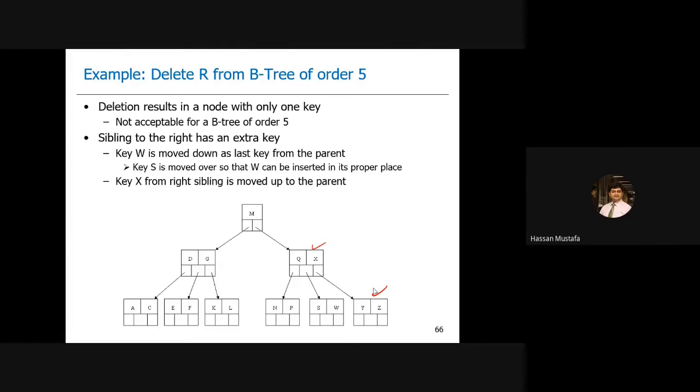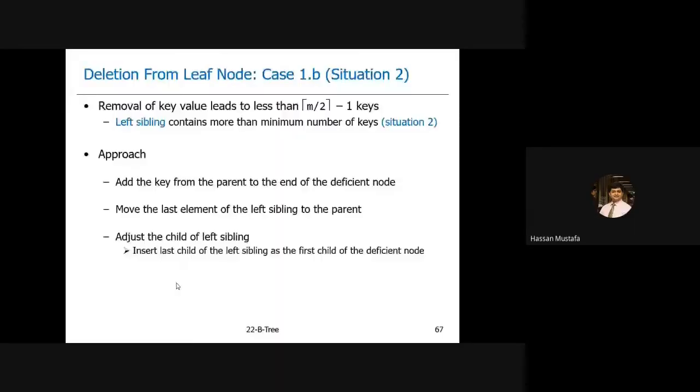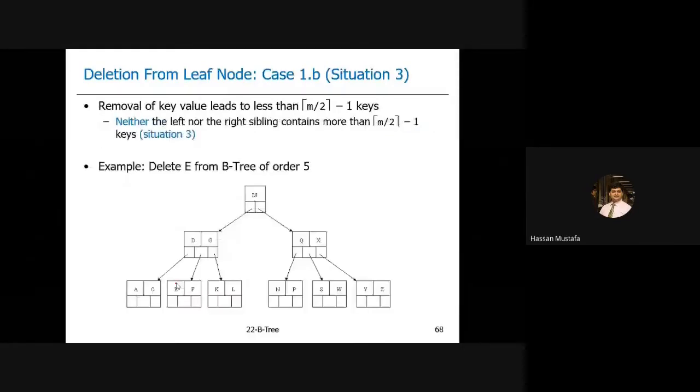Now let's move on to the other scenarios as well. So for the left sibling, if we want to delete e from this node, e is borrowing something from the right sibling, so that you can understand. Now we'll discuss the third scenario, where both the siblings, if we delete e from this tree, have the minimum number of keys and they cannot lend one key to this node.